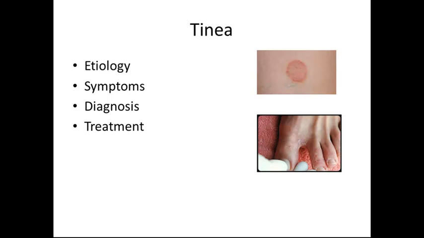So tinea, the etiology is a variety of fungi. Symptoms are itching, burning, cracking, and weeping of the skin. It is kind of dependent on which type you have. Diagnosis is basically by appearance, and then sometimes we will do skin scrapings and send them to the lab for testing. Treatment: keep the area dry and clean. Oral antifungal medications such as ketoconazole and fluconazole can sometimes be given to get rid of the fungal infections.